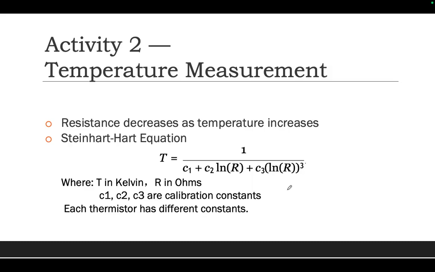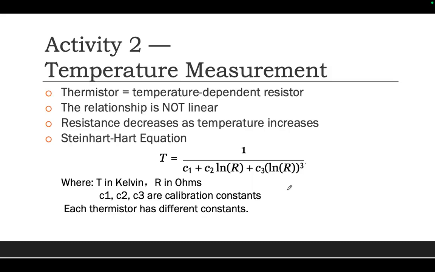And for activity two, okay. Activity two is temperature measurement. We will use the thermistor, like a temperature-dependent resistor. The relationship actually is not linear. For today's lab, you will find the relationship between the temperature and the resistor.